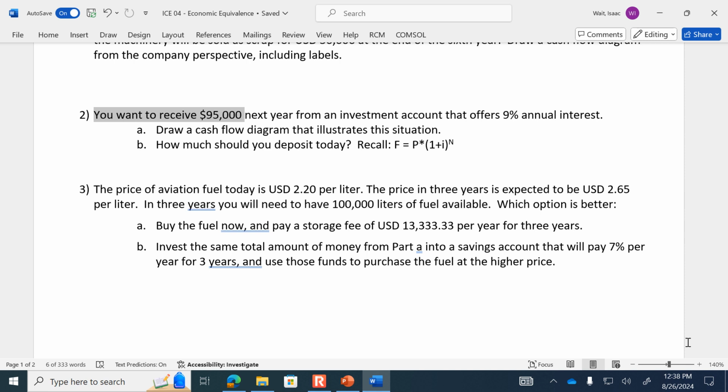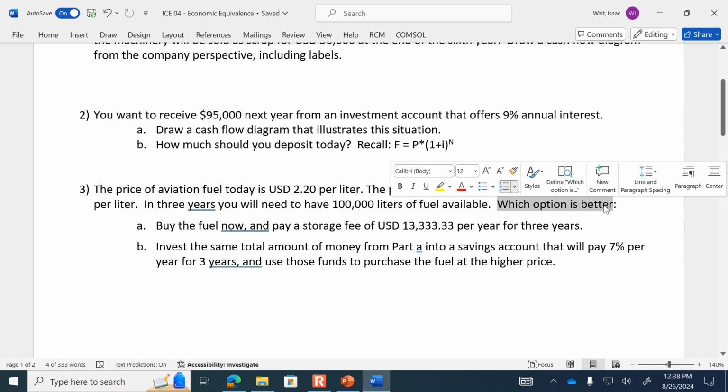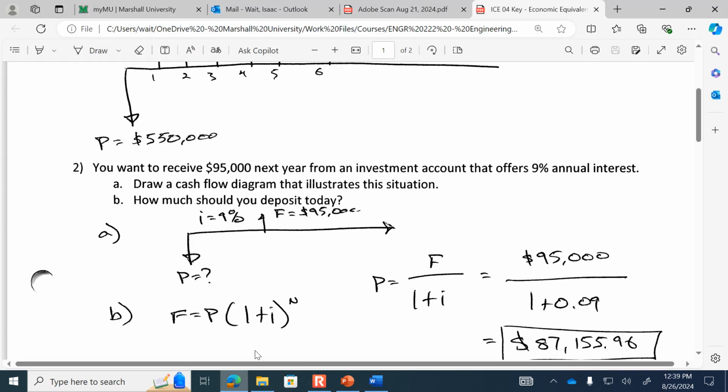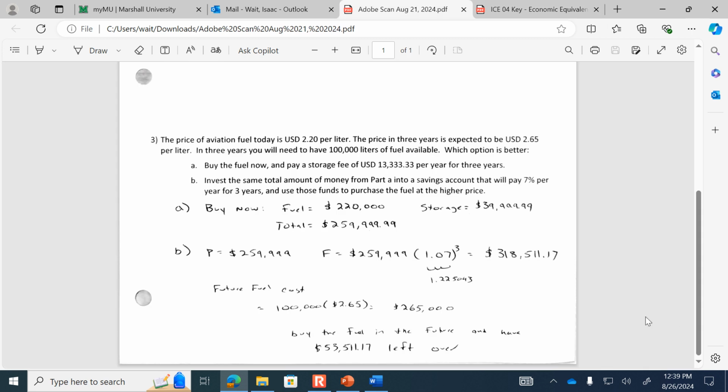But what if you did something like this where you had to pay a storage fee, or you could just put that amount into a savings account and then see how much fuel you're able to buy in the future, or how much money do you have left over. So there's a couple of different ways to figure out which option is better. This is the first of the cases where I'm asking you to make a decision, put together some sort of an analysis that illustrates which approach is cheaper or what has the most value. So here's how I looked at it.